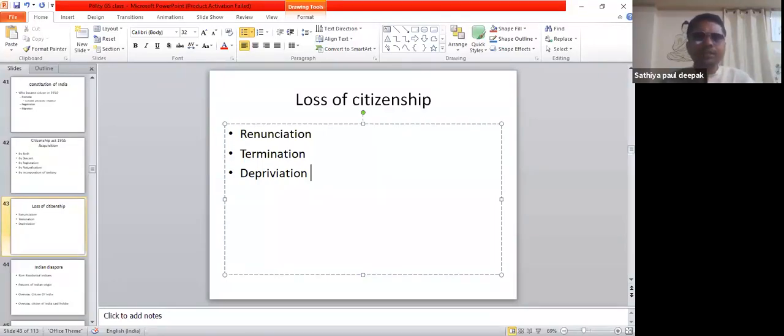And what is termination? I'll just give you an outline. Termination means whenever you acquire the citizenship of some other country, at that time your citizenship is lost. Whenever you acquire the citizenship of some other country, Indian citizenship is immediately lost.